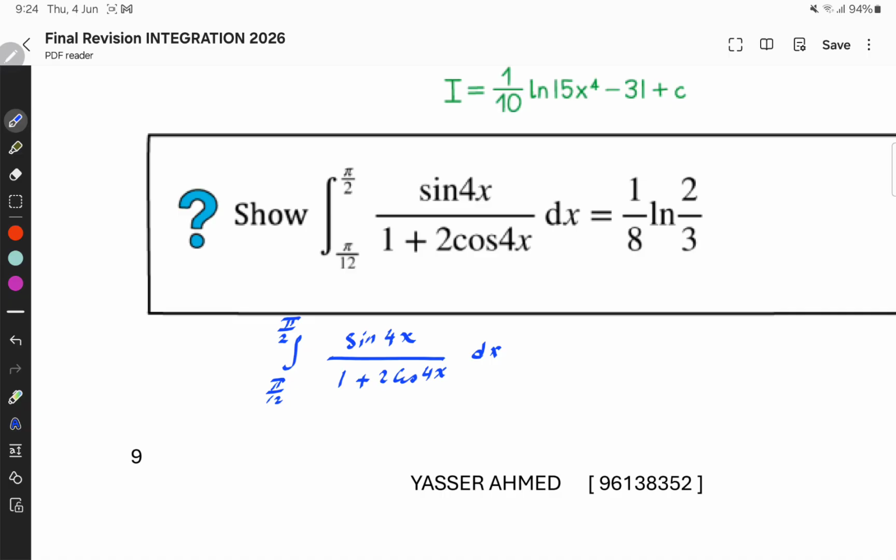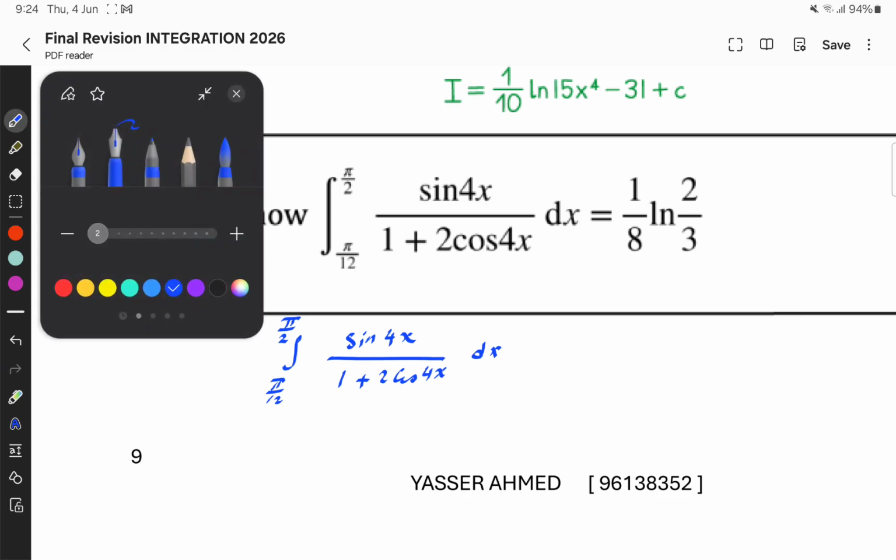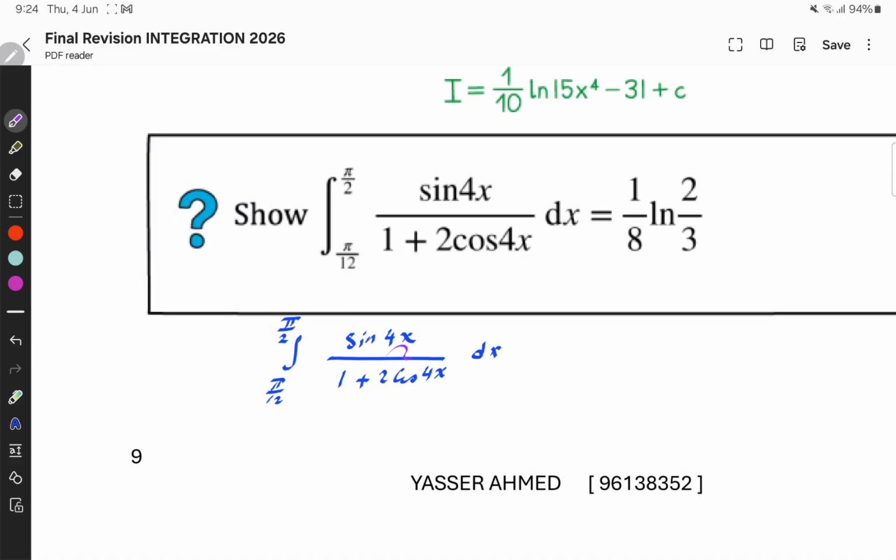Mister, now I want to know how to start working, or how I can get the answer directly. Notice some things here. The first thing is I have a fraction, and I told you before, if you have a fraction, check the derivative of the denominator. So I will check the derivative of the denominator, d with respect to x of 1 plus 2 cosine 4x.